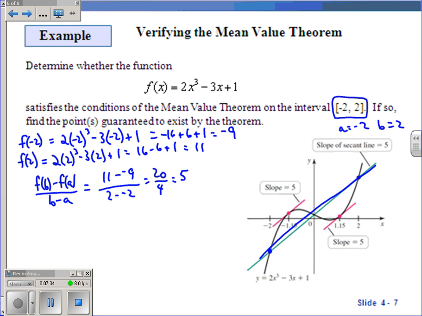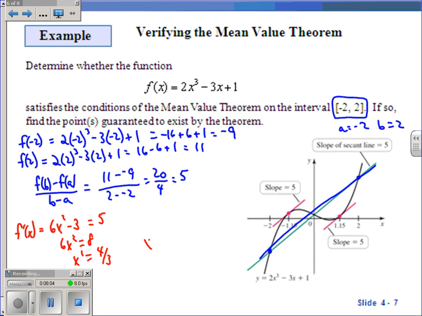What I want to find now is what point in between negative 2 and 2 has a slope of 5, a derivative of 5. So find the derivative: f prime of x will be equal to 6x squared minus 3. I want to know when that derivative is going to be 5. So for the x that makes that 5, I'll have 6x squared equal to 8. That means x squared will be equal to 4/3.